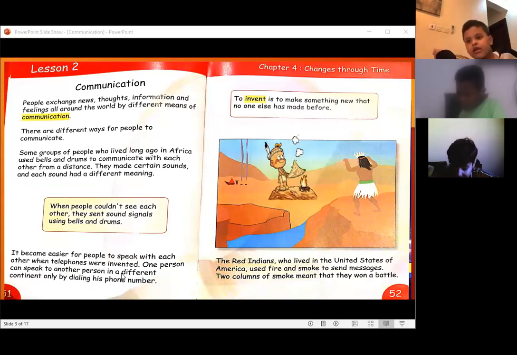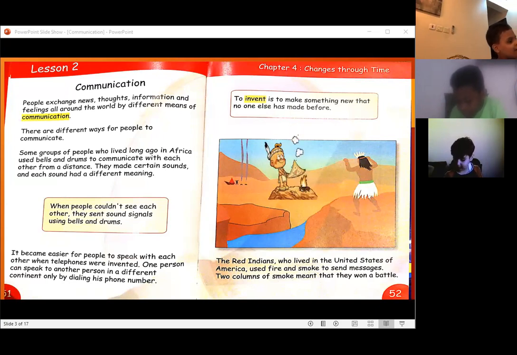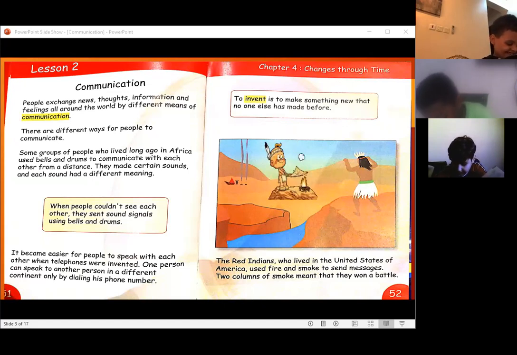So now let's move on to page 51 and learn about communication. People exchange news, thoughts, information, and feelings all around the world by different means of communication. What is the meaning of exchange? Like giving and receiving. They give and receive news, other people's opinions, knowledge, information, and emotions, feelings, all over the world, by several means of communication.